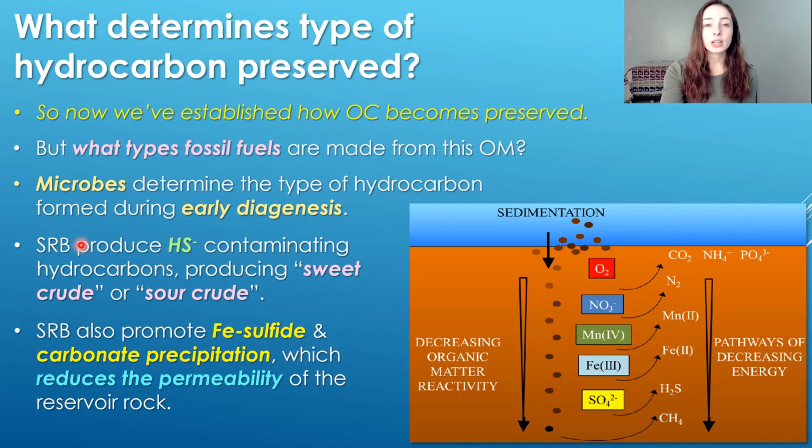However, anaerobic organisms like SRB, or sulfate-reducing organisms, that live in the anoxic zone of sediments produce sulfide, and that can heavily contaminate hydrocarbons, making what's called sweet or sour crude. But that's not the only way that these sulfate-reducing bacteria affect hydrocarbon preservation. They also promote the formation of iron sulfides as well as carbonate minerals. And this ultimately reduces the permeability of the reservoir rock.